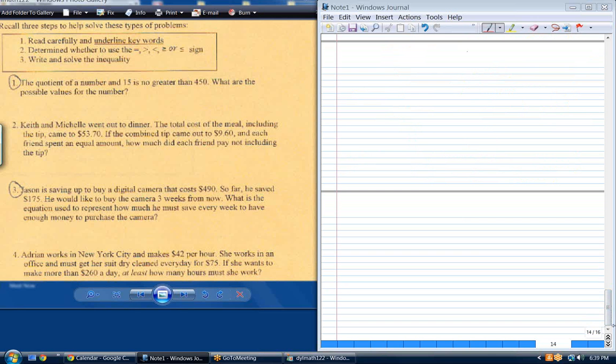Alright, so number 3. Jason is saving up to buy a digital camera that costs $490. So far he's saved $175. He would like to buy the camera 3 weeks from now. What is the equation used to represent how much he must save every week to have enough money to purchase the camera?